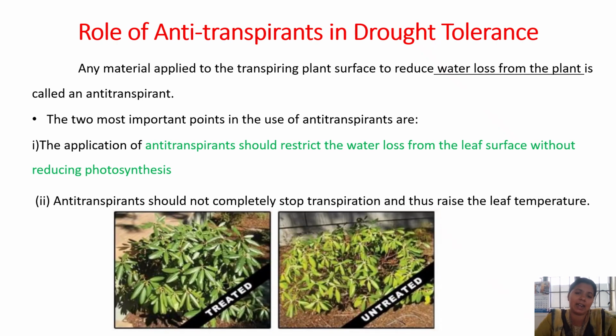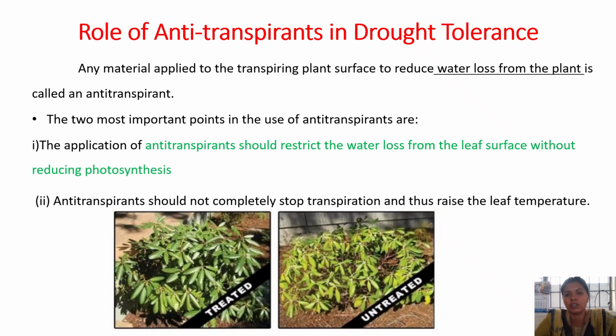And now comes the anti-transpirants. Anti-transpirant is a very important component in rainfed agriculture and dryland agriculture, because an anti-transpirant can be any material which is used to reduce water loss from the plants.